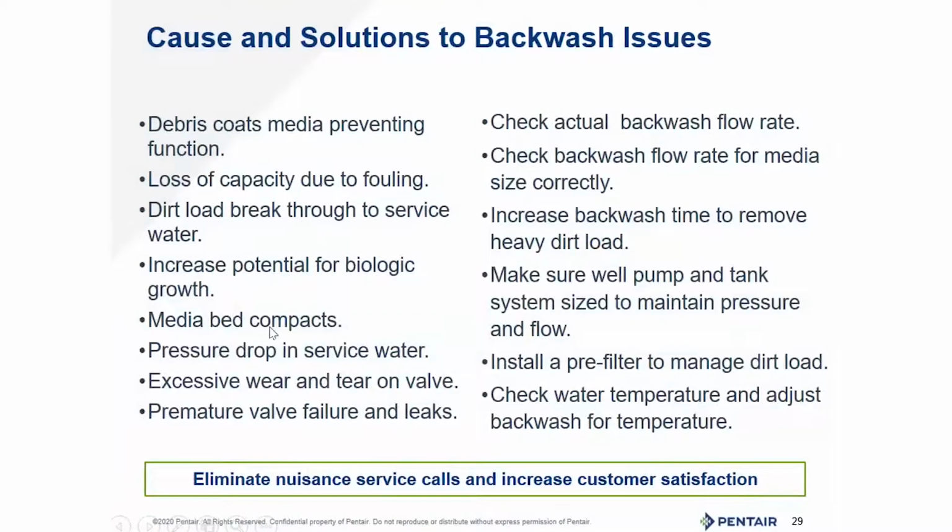Media bed compacts over time and compresses and resists flow. Pressure drop in surface water because of the filter cake built on top of the bed, and excessive wear and tear on the valve because we are backwashing. We're not getting all the dirt out. We're leaving grit behind inside the head. And then premature failures and leaks. So we're going to correct lots of different things to do that.